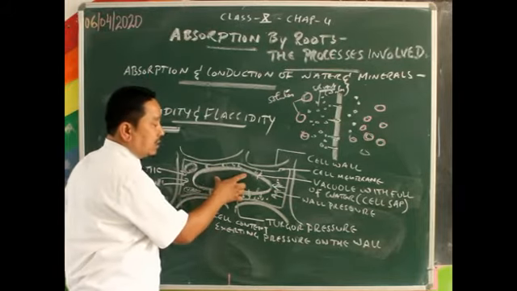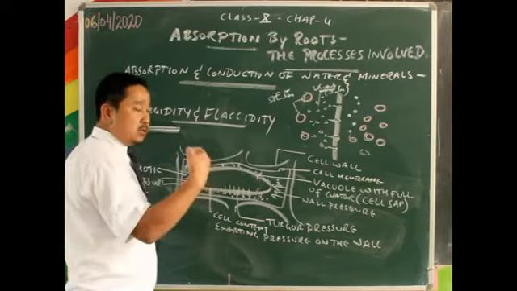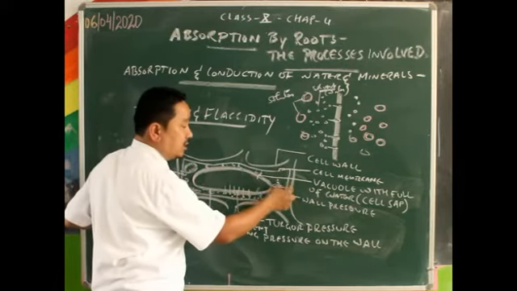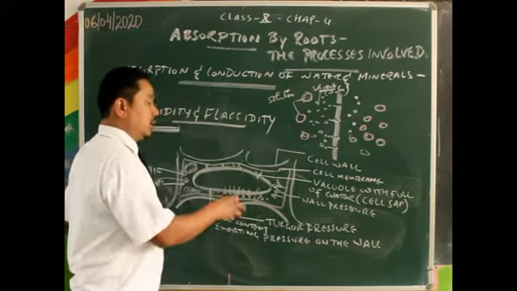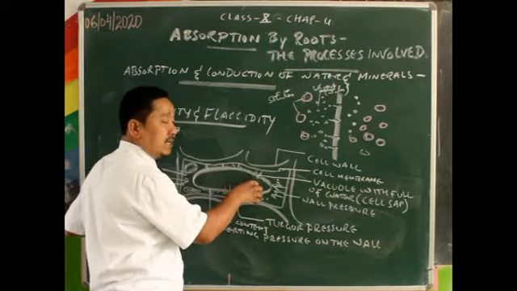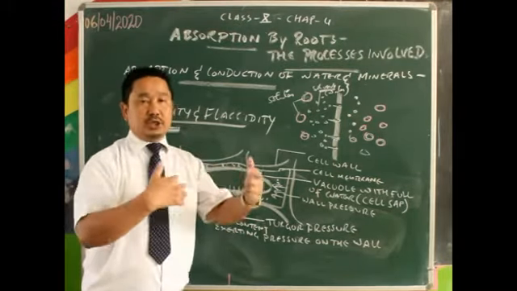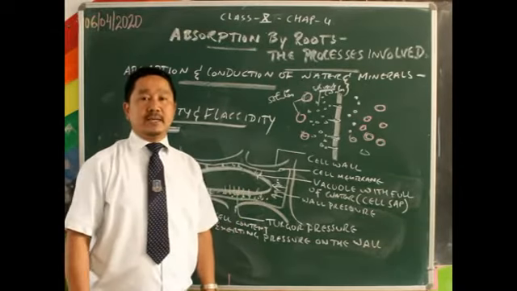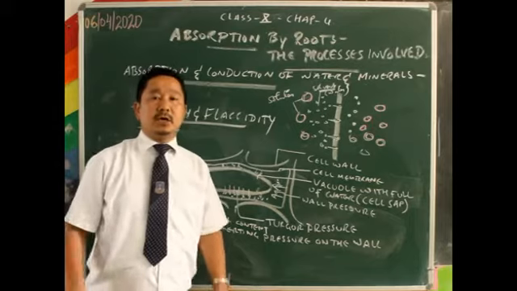You see here two types of pressures. One, the cell content applying the pressure to the wall of the cell. The other is the pressure of the wall to the central part of the cell, to the cell content inside. So these two pressures will counterbalance each other, so that the cell doesn't burst.